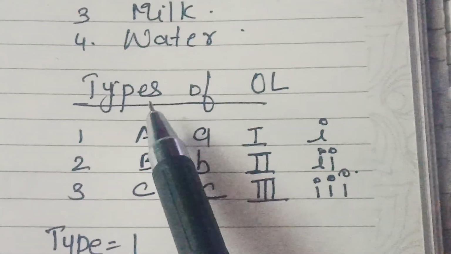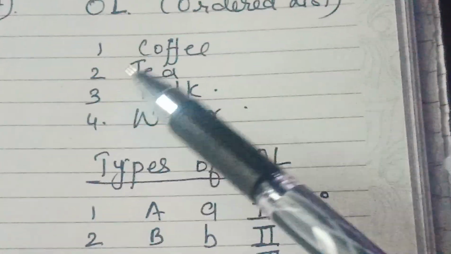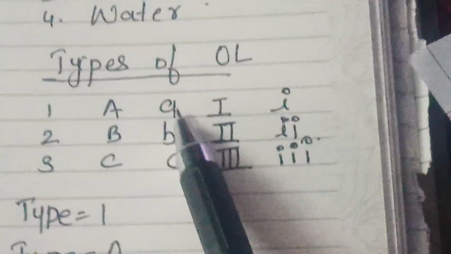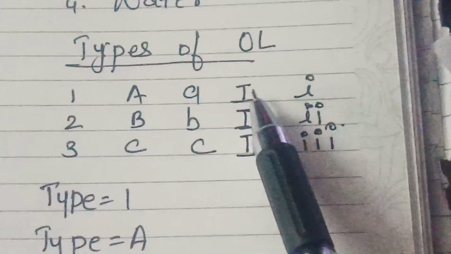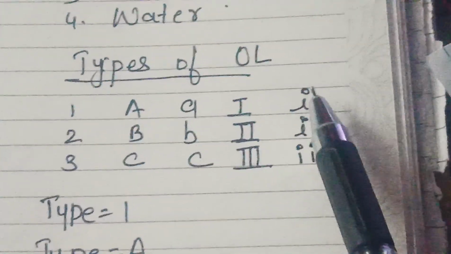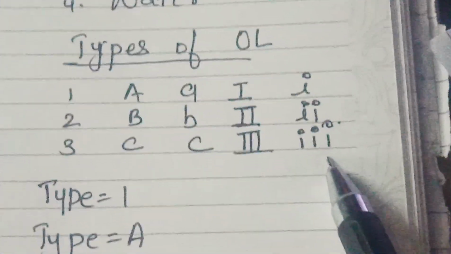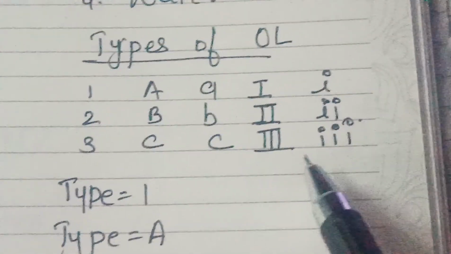So if you write type is equal to A, instead of this 1 2 3, you will get A B C. Same thing can be done with small a b c, and also with capital Roman numbers and small Roman numbers. Is it clear? So now let's just look into how to write an unordered list and an ordered list.